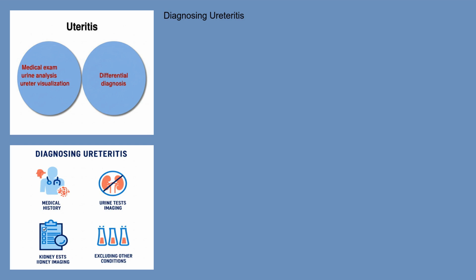Diagnosing ureteritis typically involves a comprehensive approach. Your doctor will start with a thorough medical history and physical examination. A urine analysis is crucial to identify the presence of bacteria, white blood cells, and blood in the urine. A urine culture helps identify the specific bacteria causing the infection and determine the most effective antibiotic.